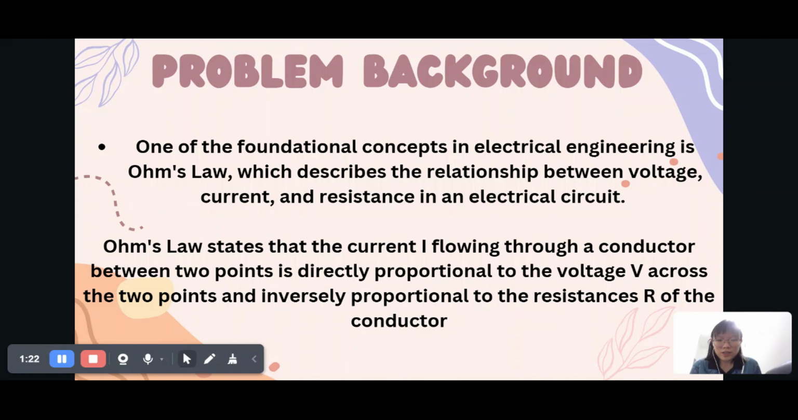Ohm's law states that the current I flowing through a conductor between 2 points is directly proportional to the voltage V across the 2 points and inversely proportional to the resistor R of the conductor.